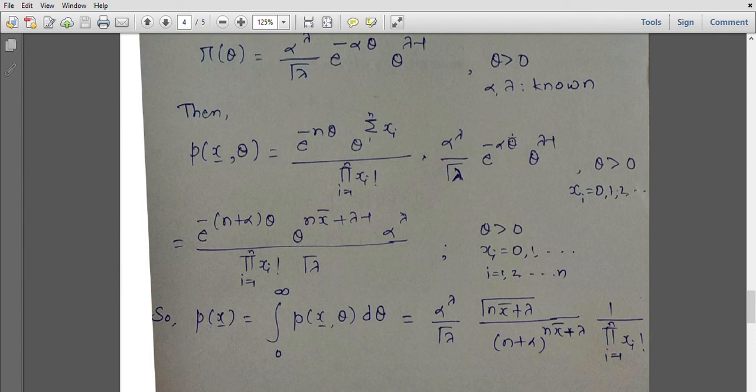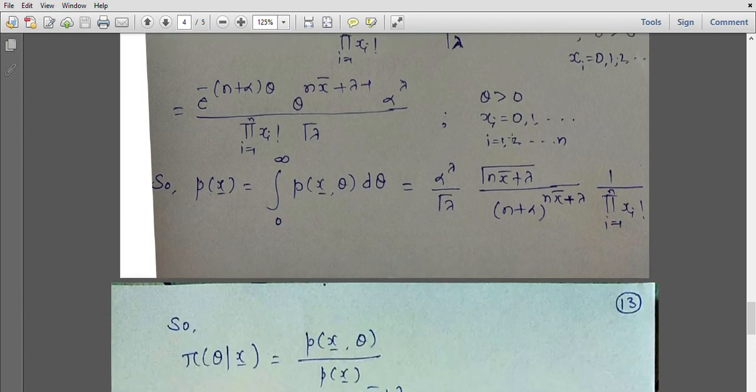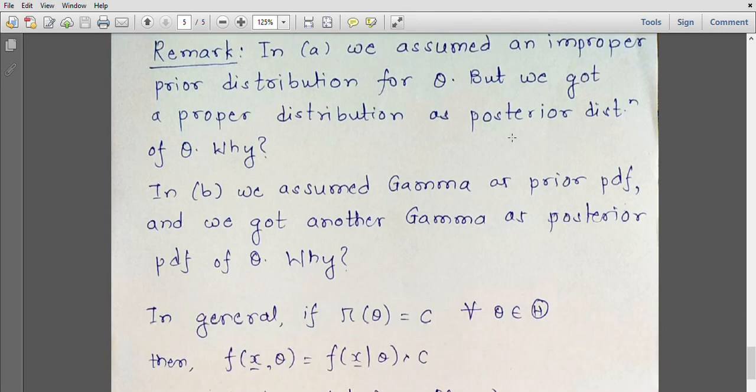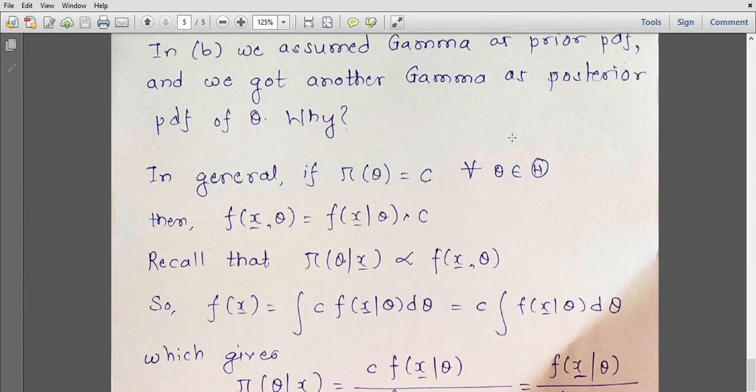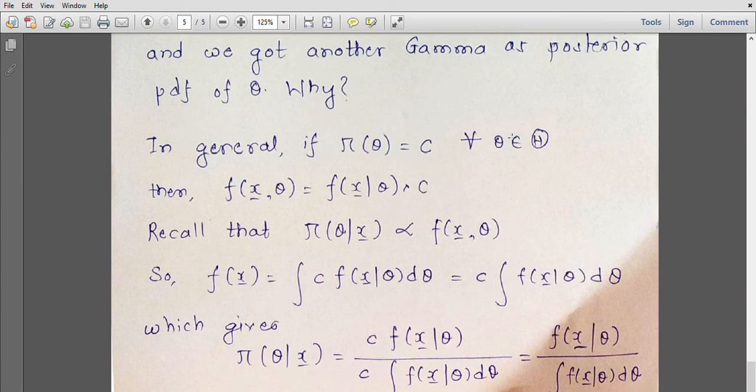There are several types of prior distributions: proper prior, improper prior, informative prior, non-informative prior, conjugate prior, Dirichlet prior, so many priors. The kinds of priors and how to choose prior distributions, etc., we will be discussing in the coming lectures. But I hope you have understood why we got a gamma distribution as the posterior distribution of theta. So now I have tried to explain the first remark here. I would suggest you go through this and try to understand what I have tried to convey here.